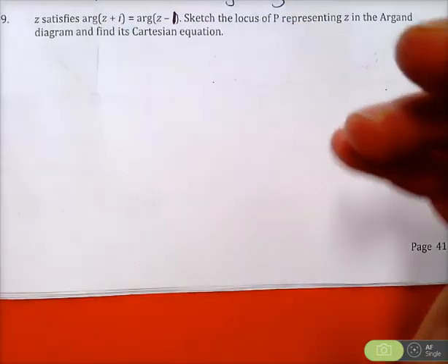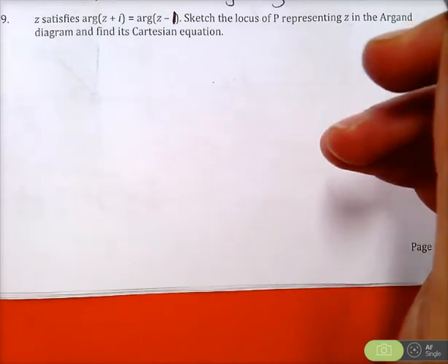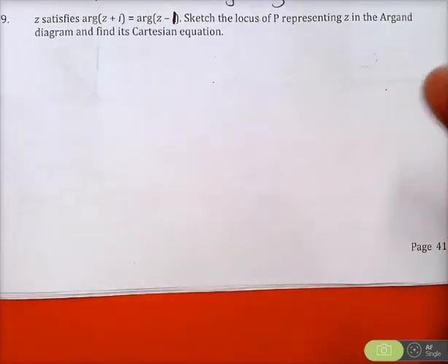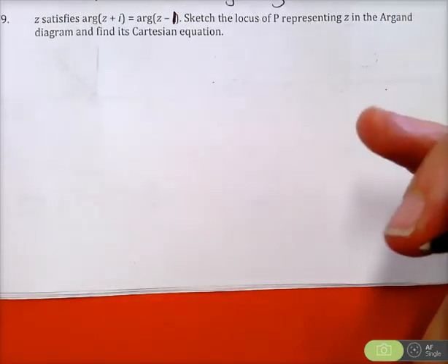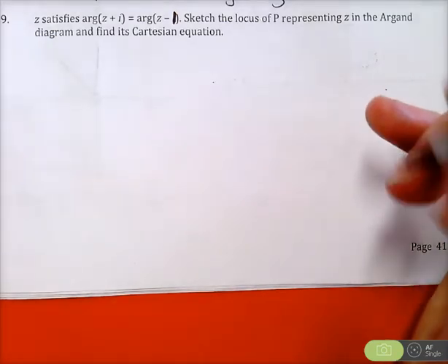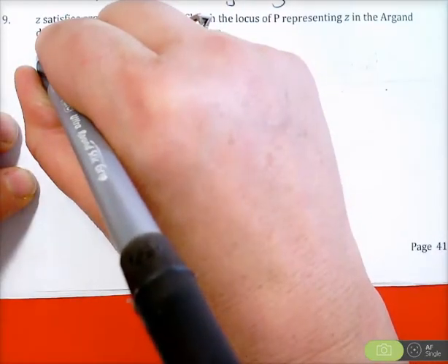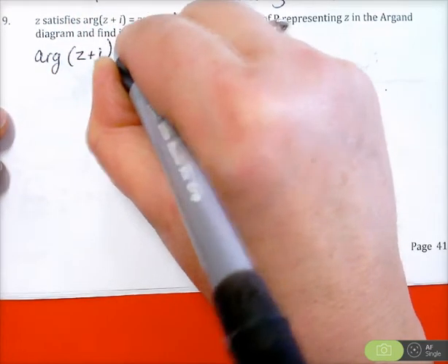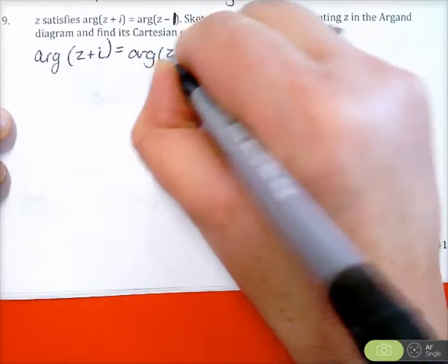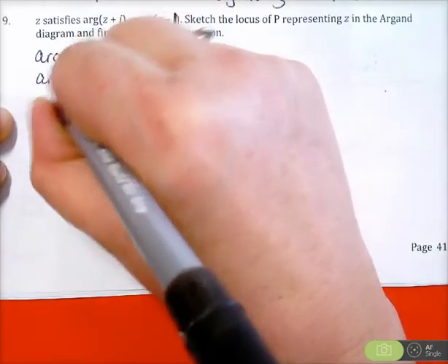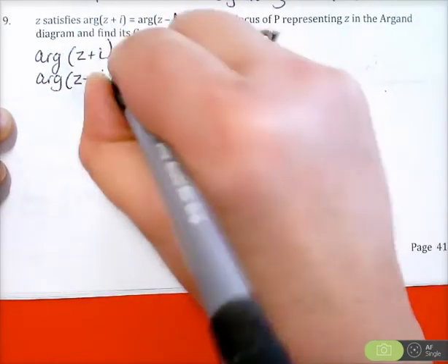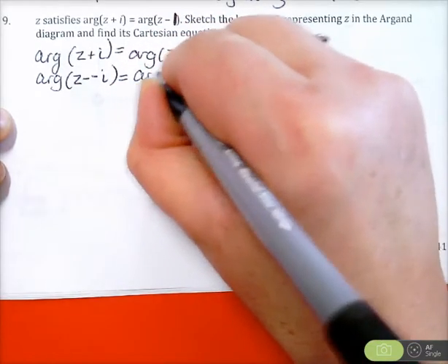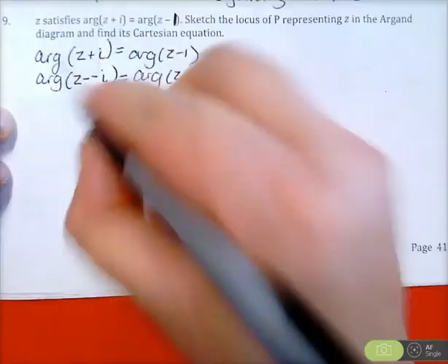So let's draw what that means. Doesn't this mean that the vector from i to z has the same direction as the vector from 1 to z? Because it's got to be arg of z plus i equals arg of z minus 1. This is the same as the arg of z minus negative i. I think I've just said the wrong thing on video.